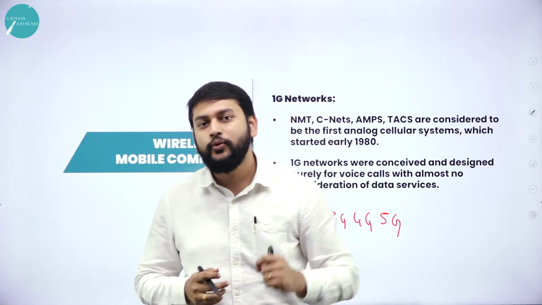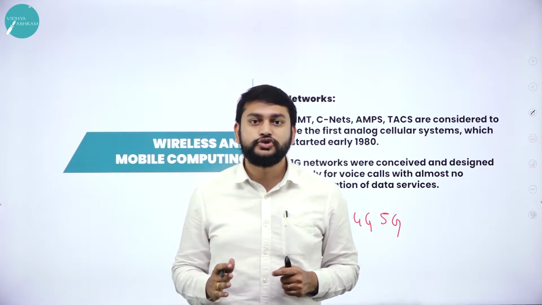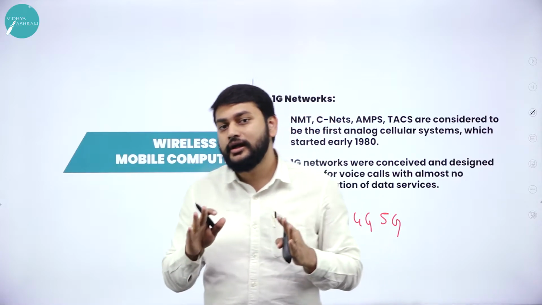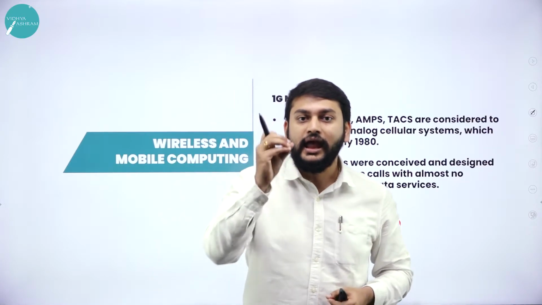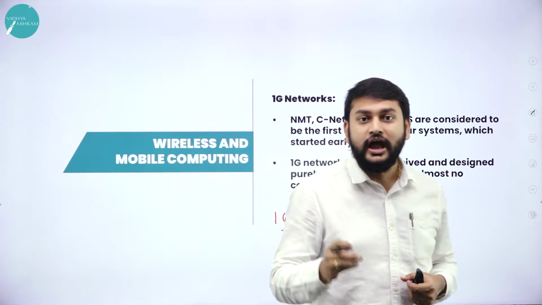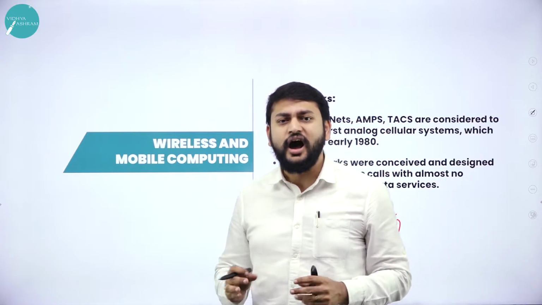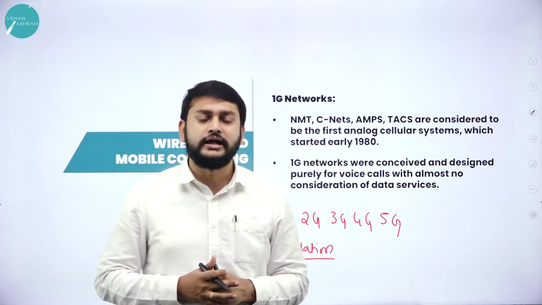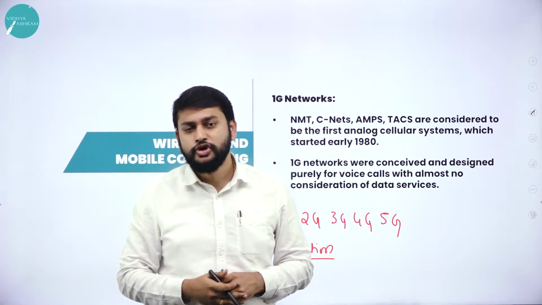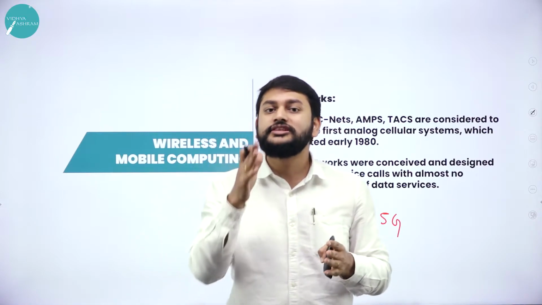How was 1G working? It was using analog signals. I could only make voice calls. I was not able to send any text messages, and I was not able to send my signal over a longer distance. I had a lot of drawbacks, and there were a lot of breaks in my voice. All these were the problems that I used to face in 1G.